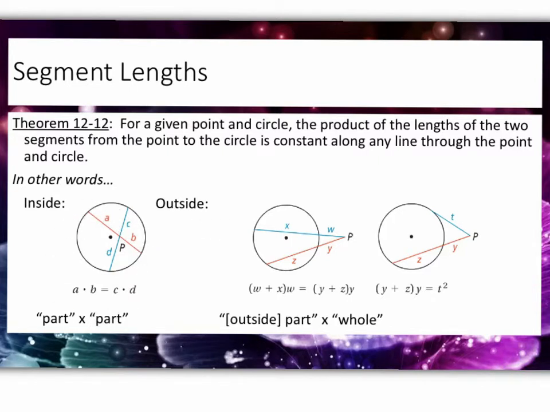If it's on the outside of the circle, like for these two examples, remember this T looks like it's a tangent line to that circle. If this happens, we do outside part times whole. So the outside part, which would be X plus W, and then we multiply it by the whole, which is out here, W. And same here, it's going to be Y plus Z times the whole outside here, which is Y. And this is going to equal just this T squared. We're just going to square that T.